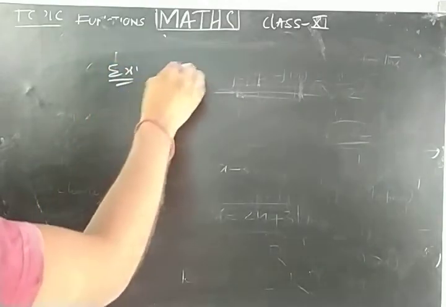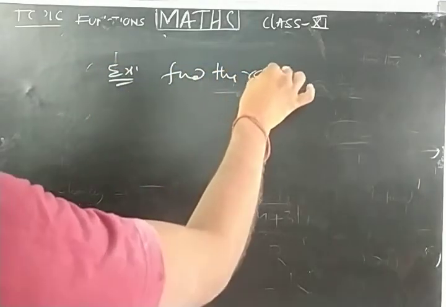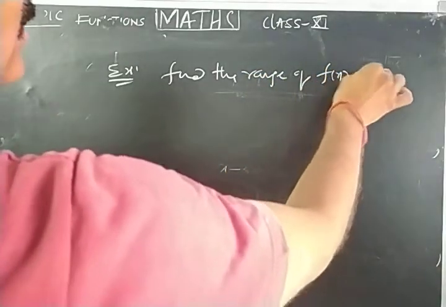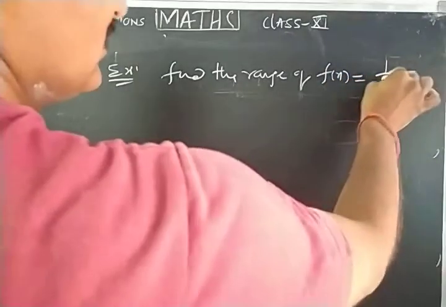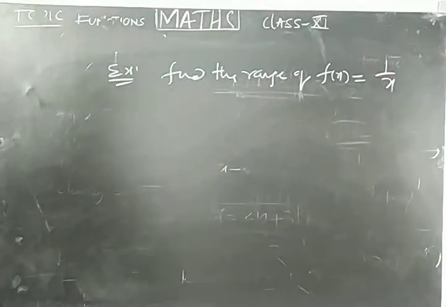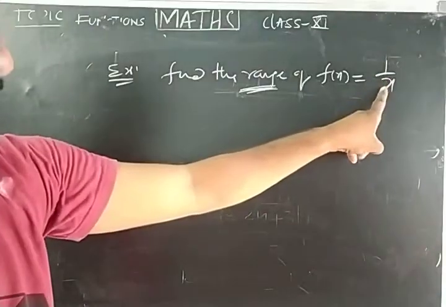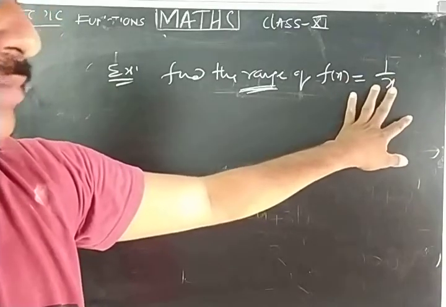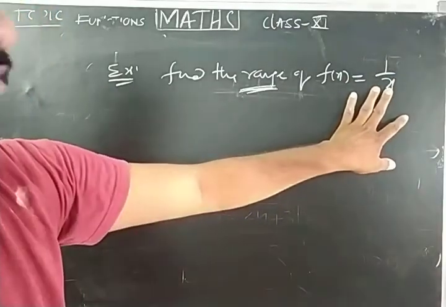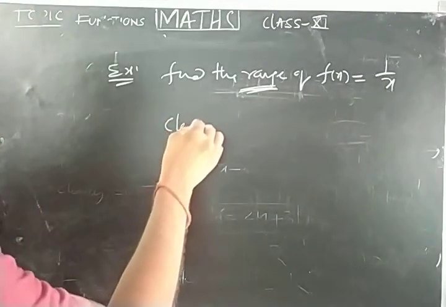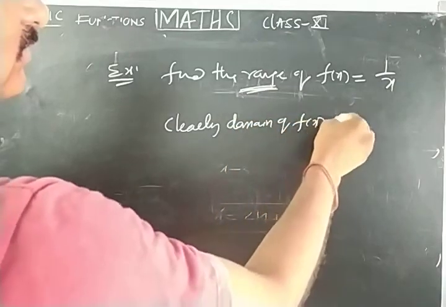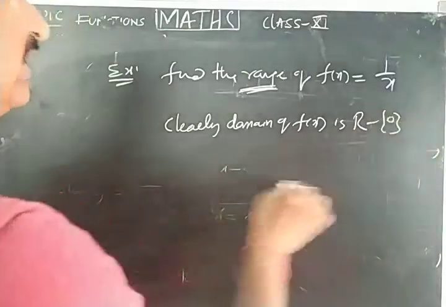Next example. Find the range of f of x is equal to 1 by x. What is the domain? I am asking range. In this question he is asking range, but I am asking what is the domain. Domain means, keep it in mind, where the function will be defined. The function is defined at every real number except 0. If you put 0, it will not be defined. Right? So clearly domain of f of x is R minus 0. We know this, but he is asking the range.